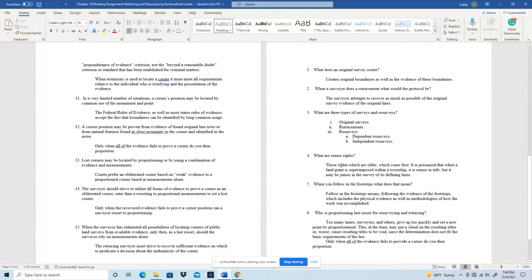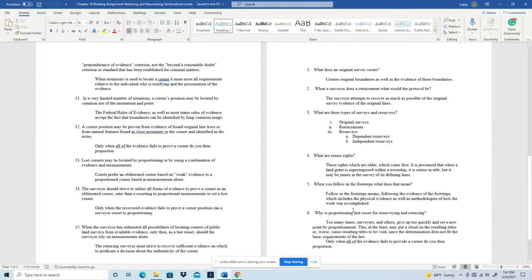It is presumed that when a land grant is superimposed within the township, it is the senior title, but it may be the junior title to a survey of a defining line. And then when you follow in the footsteps, what does that mean? Following the footsteps means providing the evidence of the footsteps, which includes the physical evidence as well as methodology and how the work was accomplished.